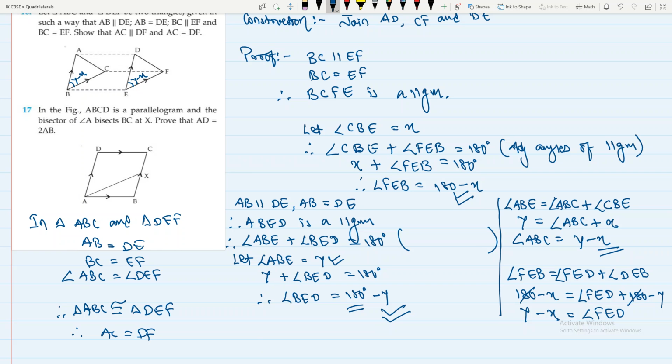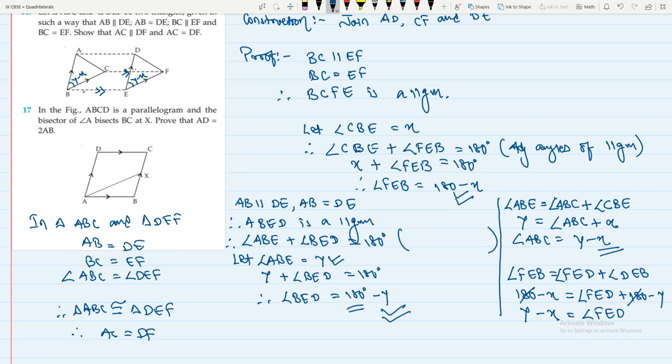अच्छा, अभी AC इक्वल तो हो गया DF से, पैरेलल कैसे होगा? बहुत इजी है. देखो, BE CF से पैरेलल है कि नहीं है? Yes. क्यों? Because BCFE is a parallelogram.